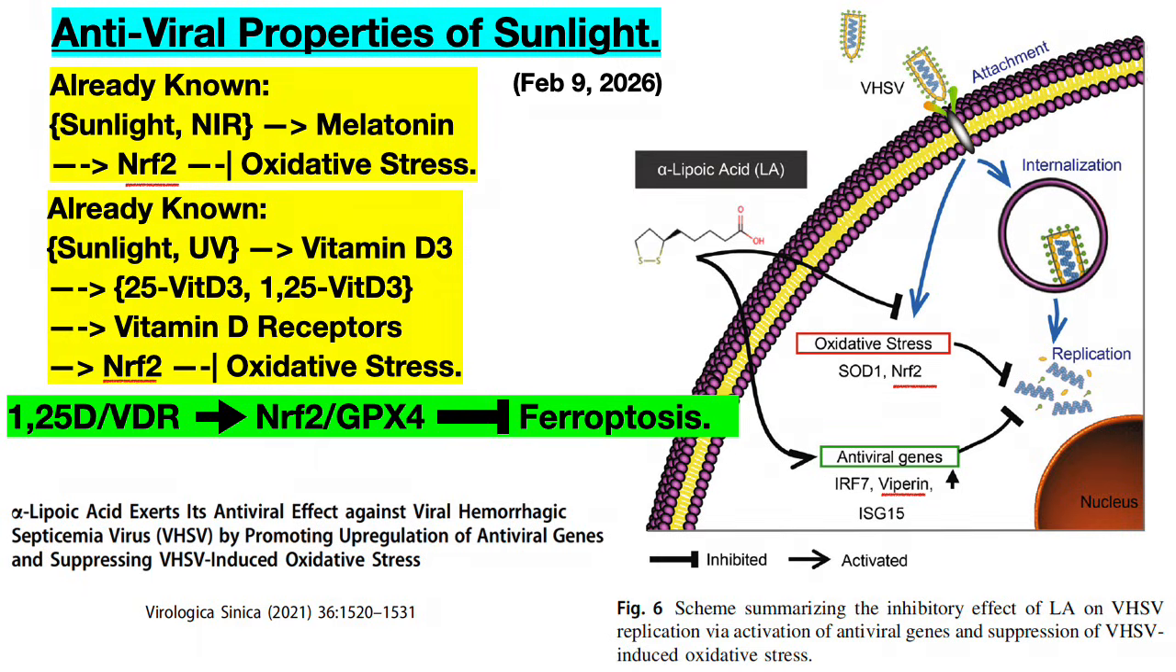Oxidative stress is a consequence of the viral infection. Lipoic acid, in tandem with this antioxidative pathway, also stimulates the upregulation of antiviral genes, including viperin. We're going to concentrate on this protein in this YouTube. From here forward, we're moving away from discussing the viral hemorrhagic septicemia virus, and now we are going to be talking about CoV-2 and COVID.